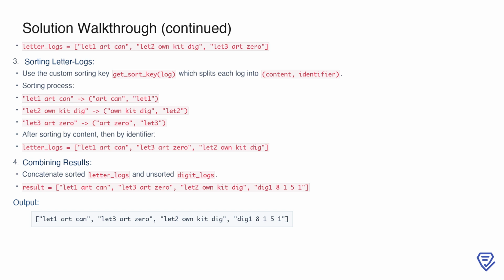Finally, we concatenate the sorted letter_logs with the unsorted digit_logs. The resulting list is let1 art can, let3 art zero, let2 own kit dig, followed by dig1 8 1 5 1. This gives us the final output for this example.